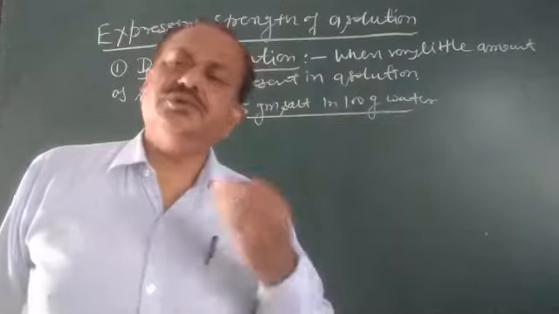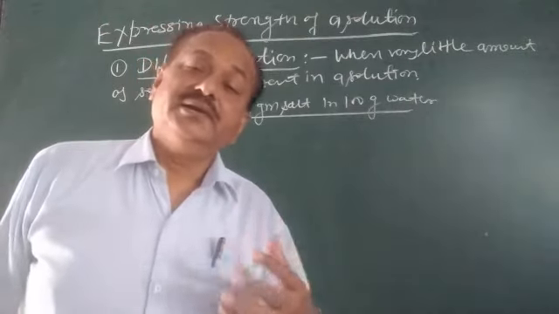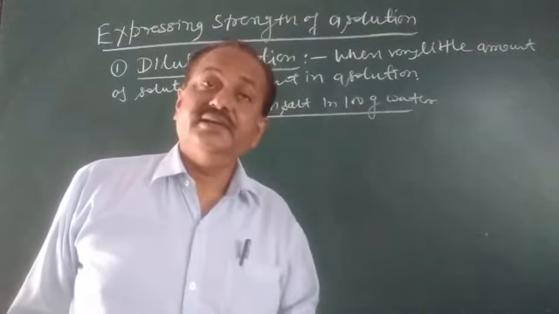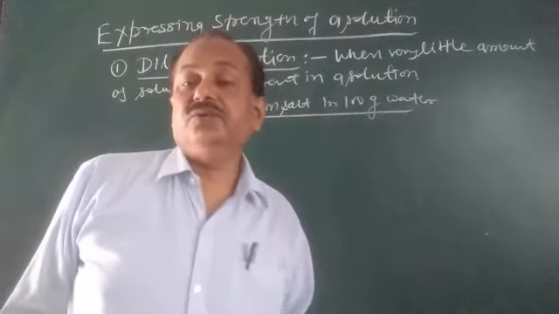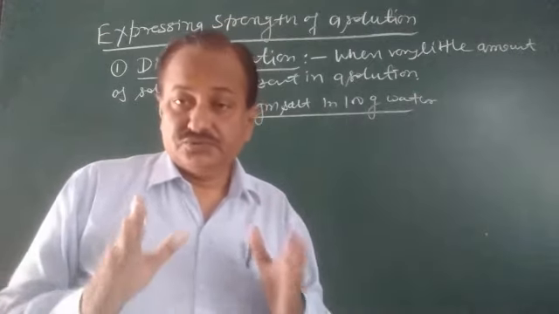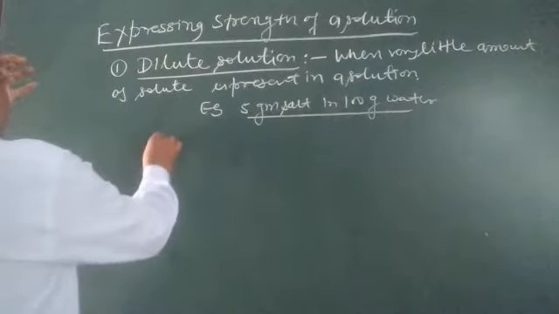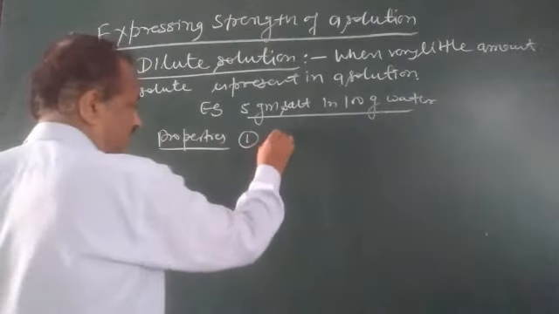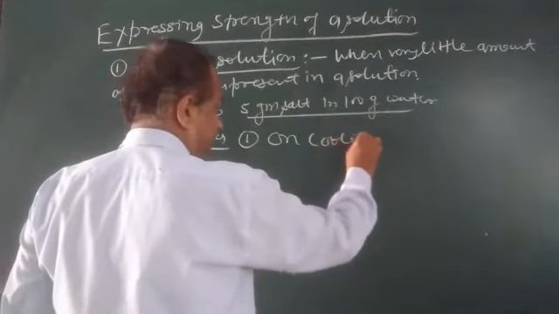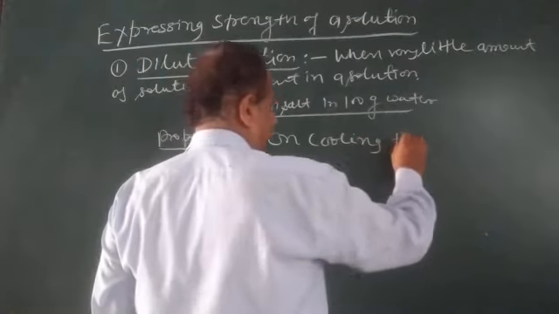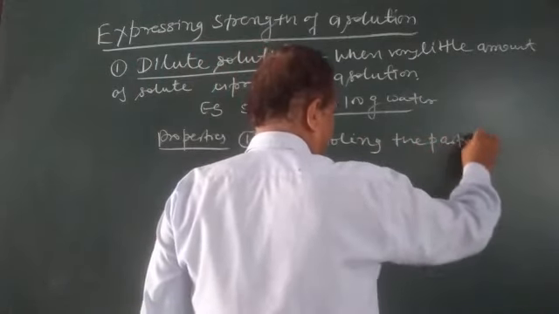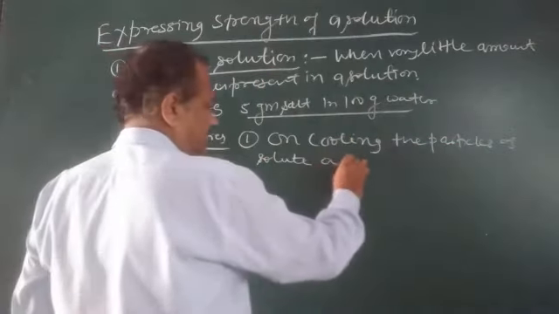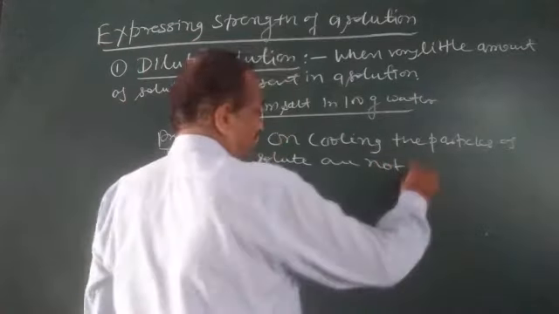I have just taken an example, so we can take a small amount. This dilute solution has a property that on cooling it cannot be separated into solid. This is a very important point. So the first property: on cooling, the particles of solute are not separated.